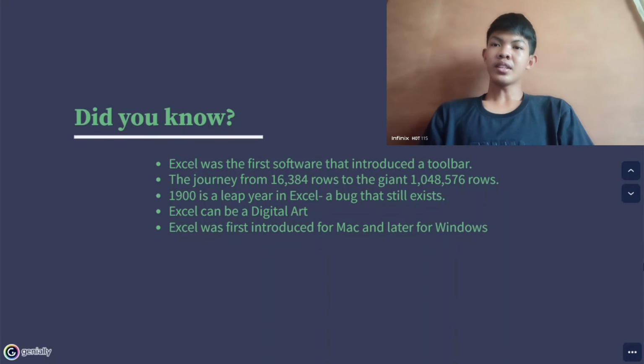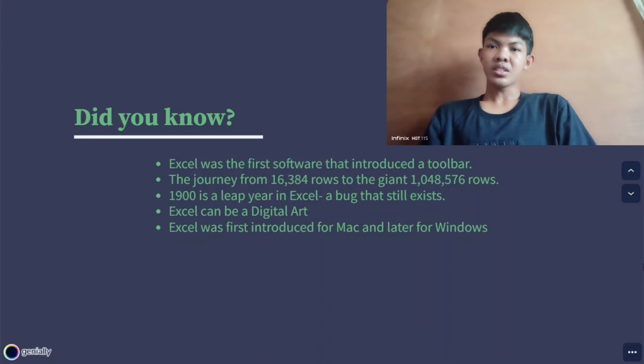Number 3. 1900 is a leap year in Excel, a bug that still exists. The error could have been fixed, but as per the Microsoft website, it would have created many issues, such as the date in the current Microsoft Excel worksheet would be decreased by 1 day. Date-based functions such as the weekday function would return different values.